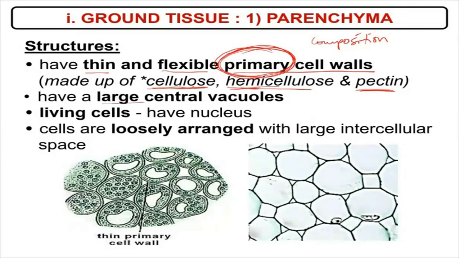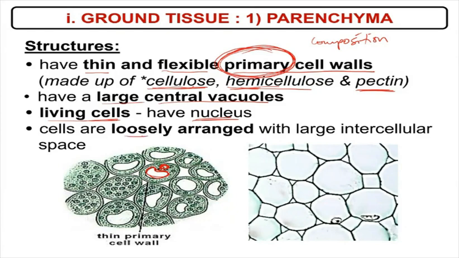Parenchyma have a large central vacuole. Jadi besar, boleh nampak, boleh nampak dia menolak nukleus ke tepi. Living cells, it is a living cell yang hidup because it has a nucleus. So the metabolism is still carried out.